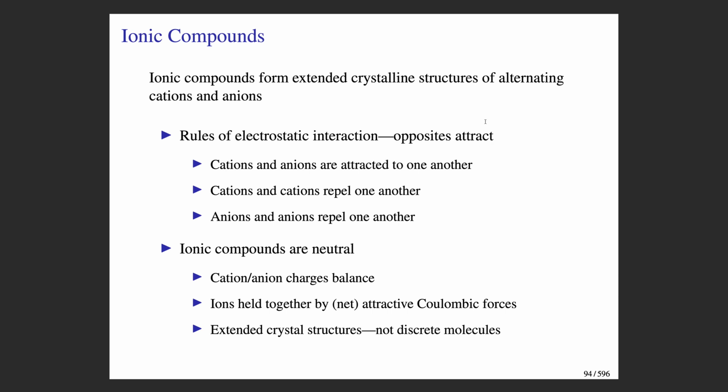You may recall that the rule for charges is that opposites attract. So positive charges are attracted to negative charges. That is, cations will be attracted to anions. However, like charges repel one another. So cations are repelled by cations, and anions are repelled by anions. And so what you'll find in the ionic compound is that a given cation is going to be surrounded by anions, and every anion is going to be surrounded by cations. Overall, however, the ionic compound is neutral because you have an equal number of positive charges and negative charges, such that the charges all balance out.